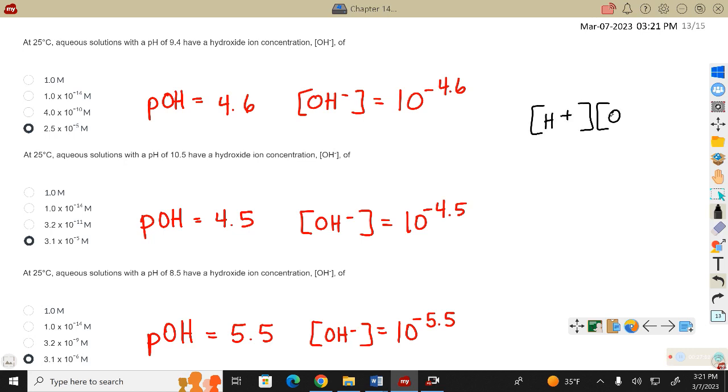Hydrogen times hydroxide equals 10 to the negative 14. Or here I used the equation pH plus pOH equals 14. I had the pH, I subtracted from 14 to get the pOH, and then took 10 to the negative of that exponent. None of the choices look exactly like that, so if you just plug this into your calculator as 10 caret negative 4.6, it'll simplify it so that you don't have a decimal in your exponent.